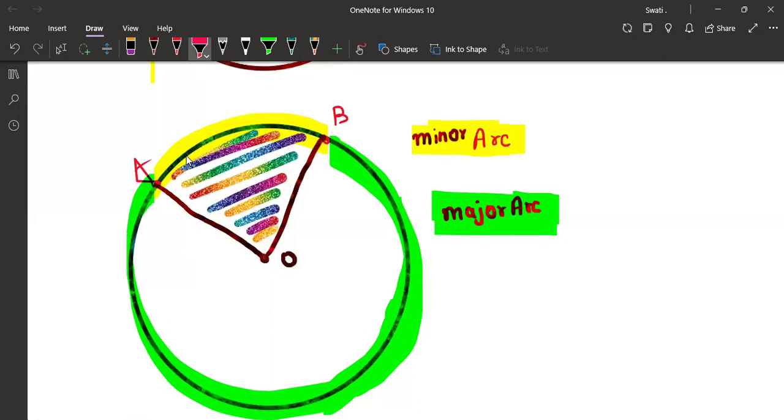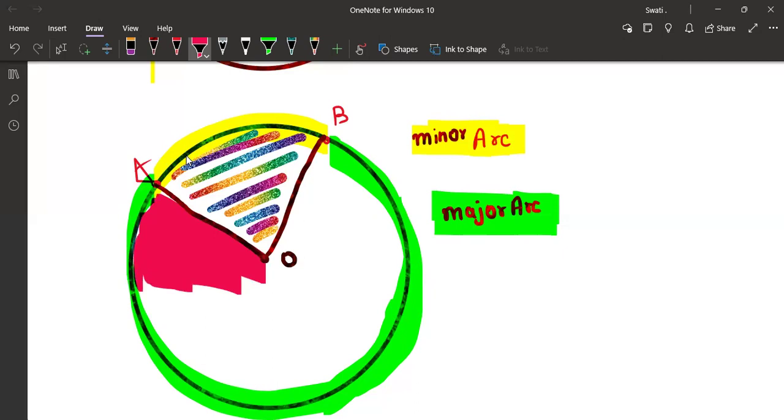Sector. Very good. But you can see that there are two sectors which are being formed. This sector, which is between the two radii and the minor arc, and there is another sector which is formed between the two radii and the major arc. So what will this be called? It will be called the colorful part.